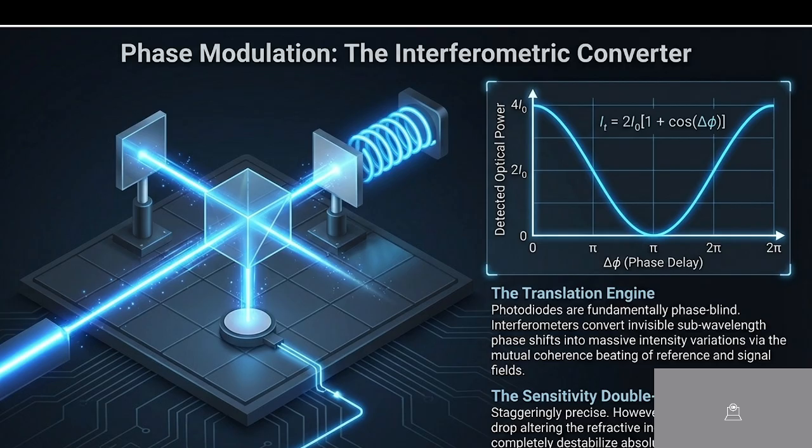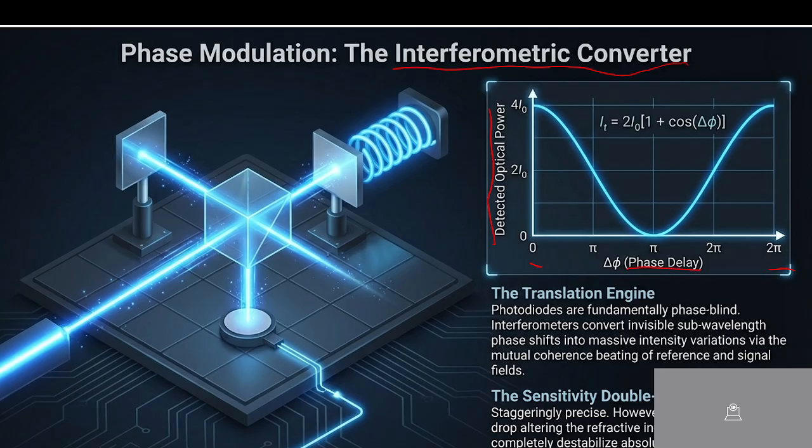Yeah, so moving towards the next modulation type, which is phase modulation, where we are dealing with interferometric converters. In phase modulation, we have already discussed how the phase oscillates from pi to 2 pi. An example is given of phase delay versus the detected optical power.